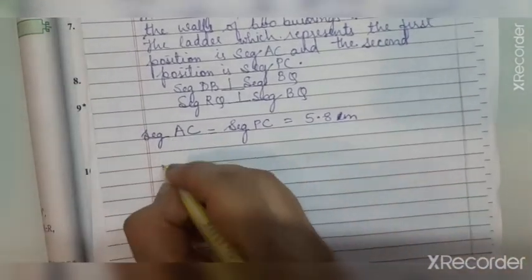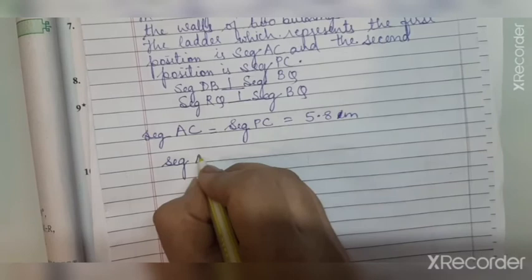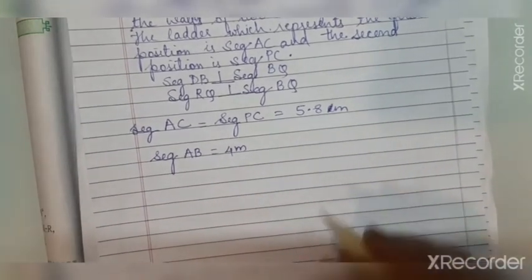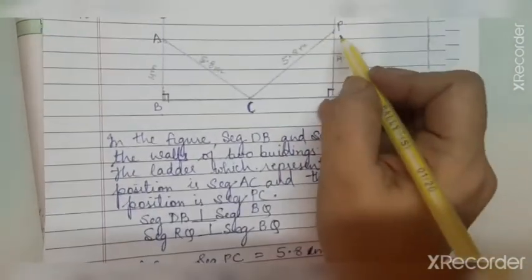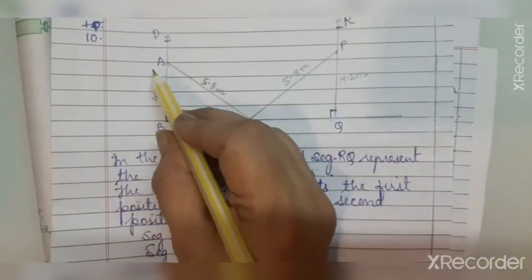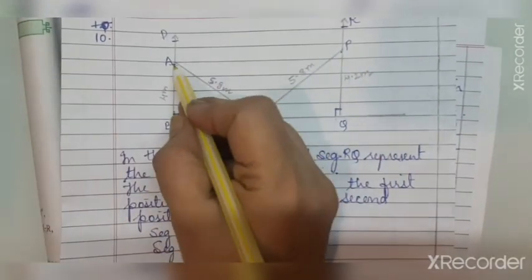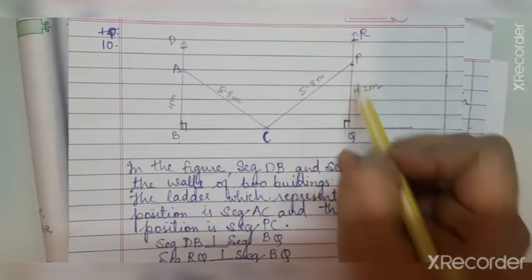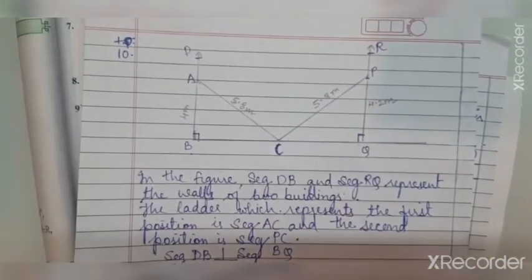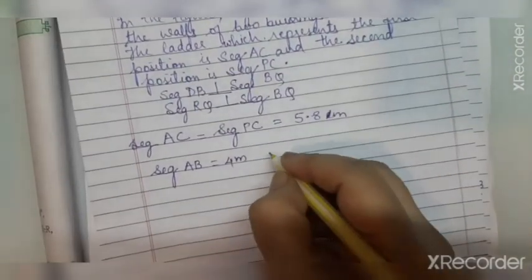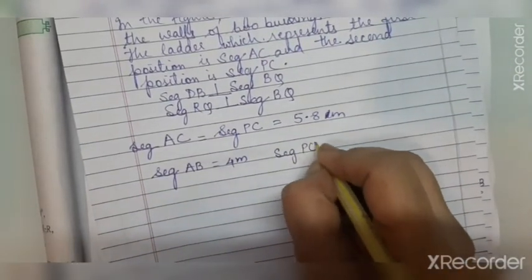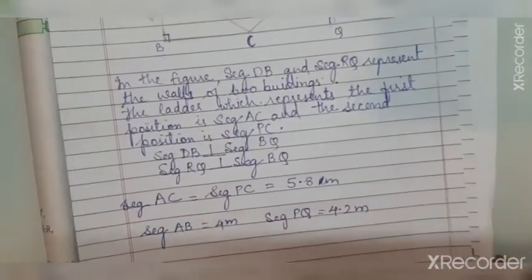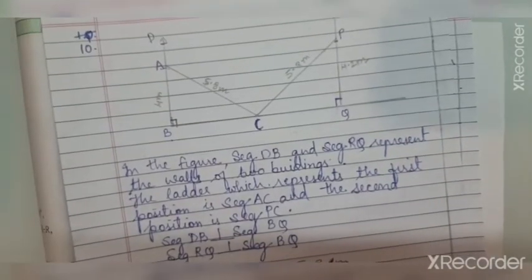Okay, and they have given that the first ladder reaches the position A, where AB is equal to 4 meters, and the second ladder reaches the position P. When the ladder is brought here, it reaches here, so AB is 4. The same ladder, when it is taken to the other side, reaches the position P, and the height where it reaches from the ground is segment PQ, which is 4.2 meters. Just go through all what we have written and the figure.